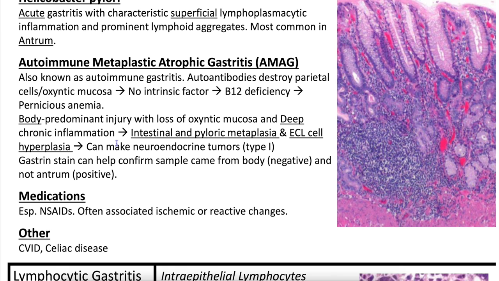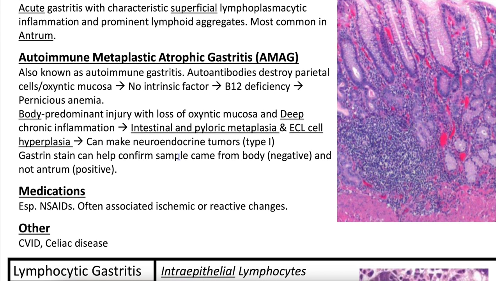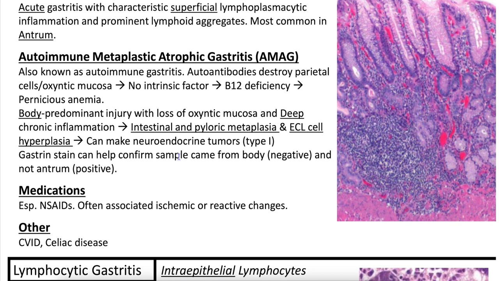And so your body looks antralized, and how do you know if that antralized body or the actual antrum, how do you know which is which? You can order a gastrin stain, and that can help confirm whether it's from the body, negative, or antrum, positive, because only the G cells are in the antrum.